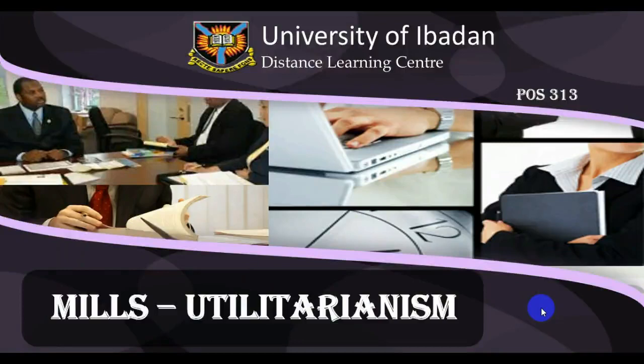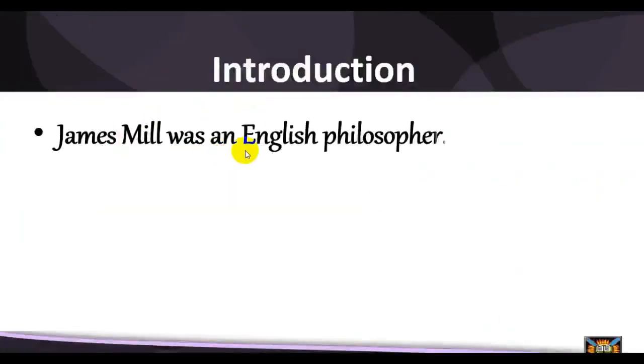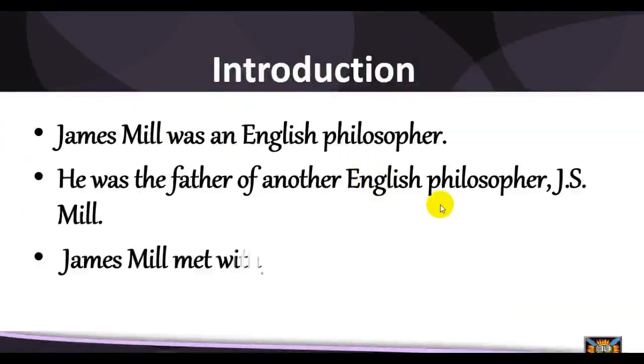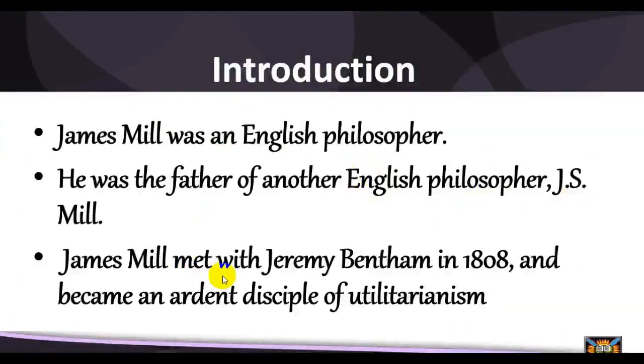Study Session 14. Mill's Utilitarianism. Introduction. James Mill was an English philosopher. He was the father of another English philosopher, J.S. Mill. James Mill met with Jeremy Bentham in 1808 and became an ardent disciple of utilitarianism.